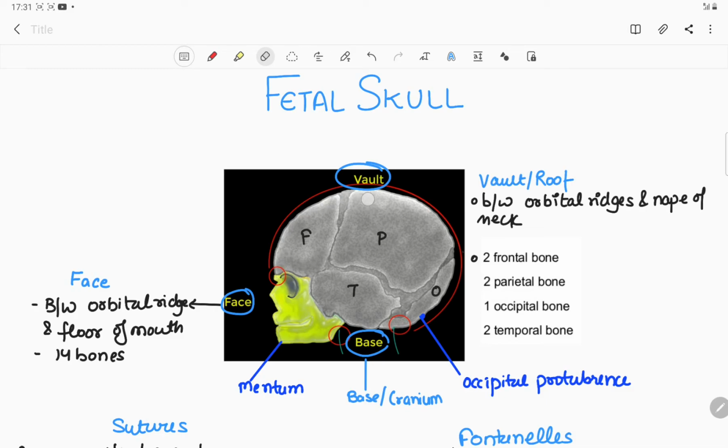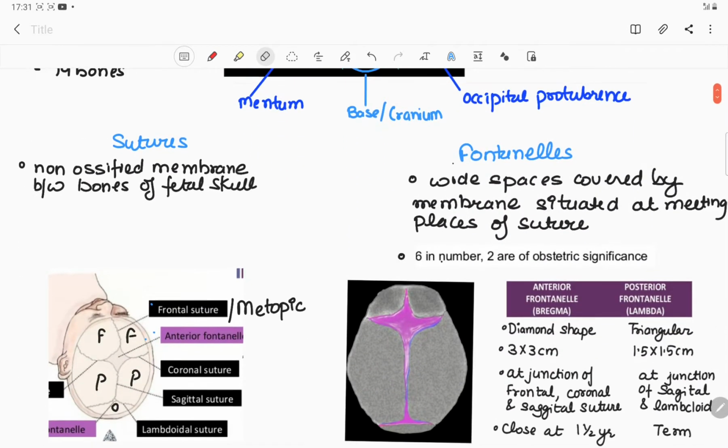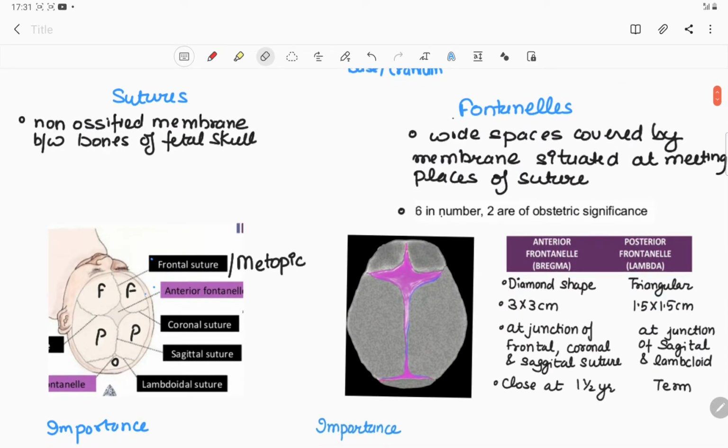Next is vault. Vault is also called as roof. It extends between the supraorbital ridges to the nape of neck. And base is also called as cranium. Let's discuss about sutures. What are sutures? Sutures are non-ossified membrane present between the flat bones of fetal skull.